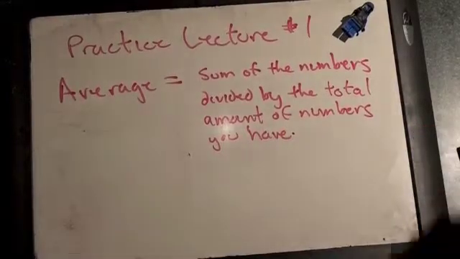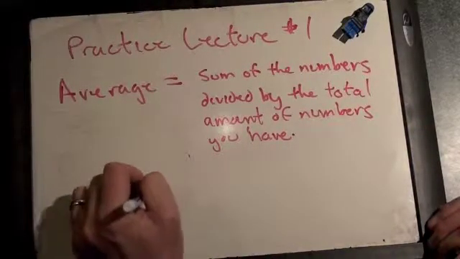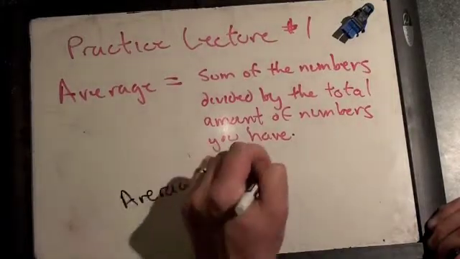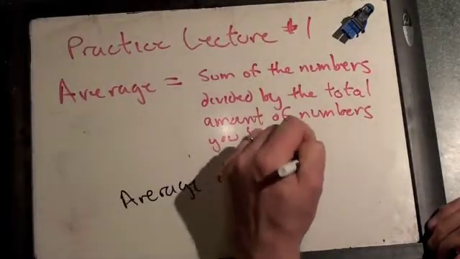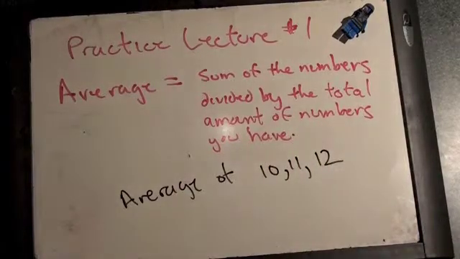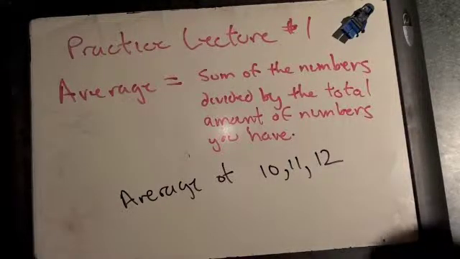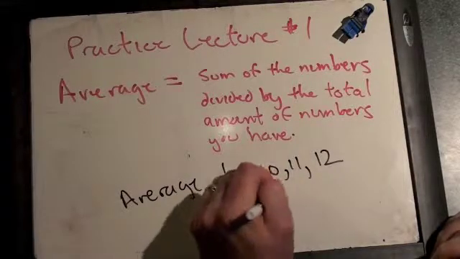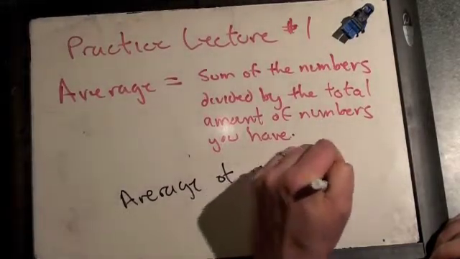Now what's the average of 10, 11, and 12? When you add them up, it's 33. And then you divide. Why do you divide by 3? Divided by the total amount of numbers that you have. How many numbers do you have here? 3. So it's 33 divided by 3, which equals 11.